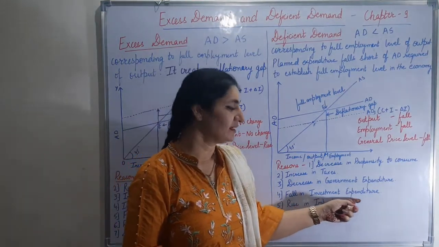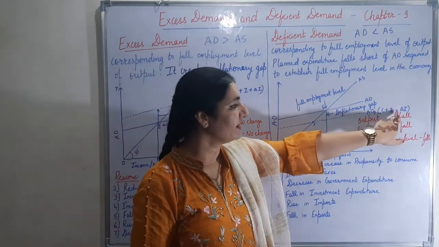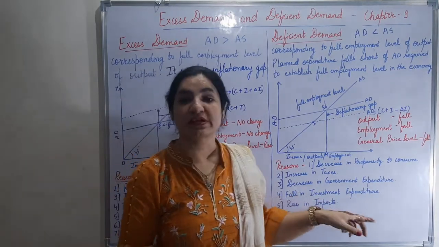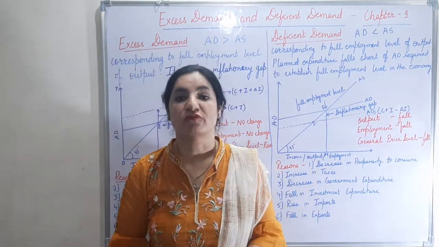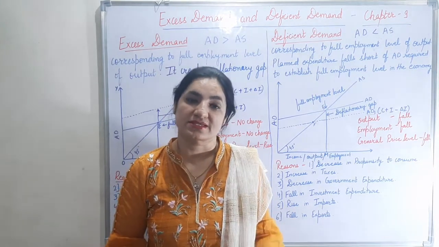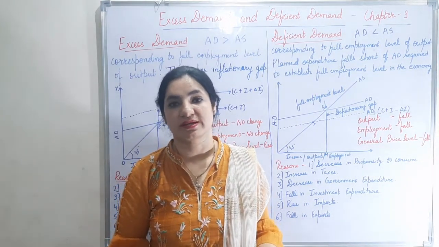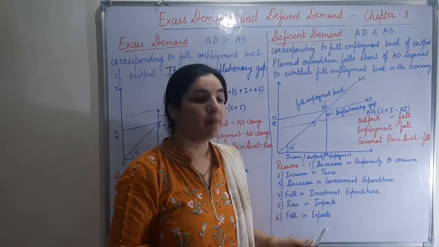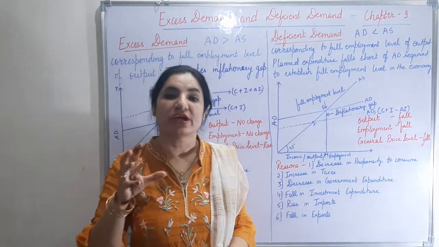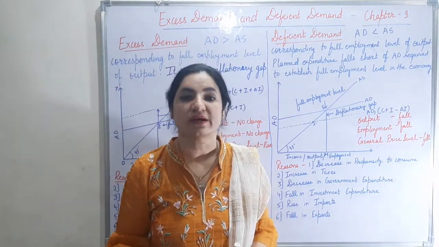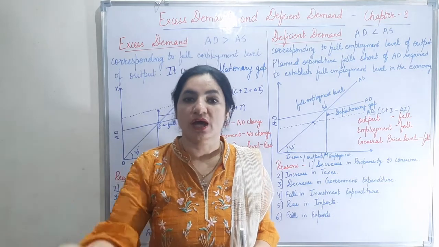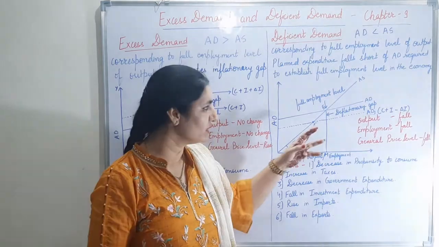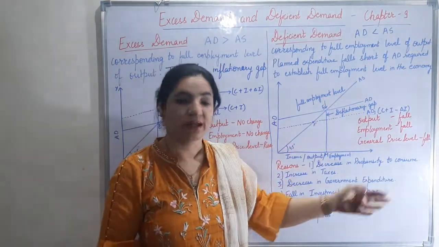Fall in investment expenditure. We have shown here minus additional investment. It means that the investment expenditure is now falling. As there is less investment expenditure, there is less income in the economy. Next is rise in imports. It means that now we are purchasing goods from outside the country, so the income is going out of the country and in the economy there is less income, so less demand because demand is more for imports.